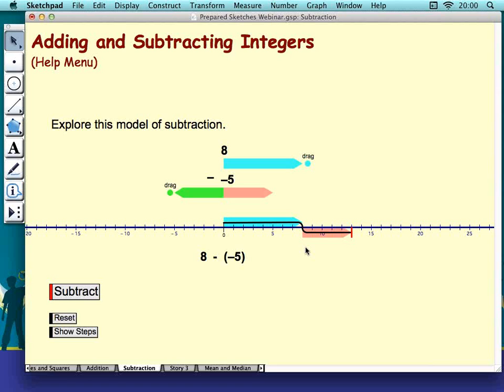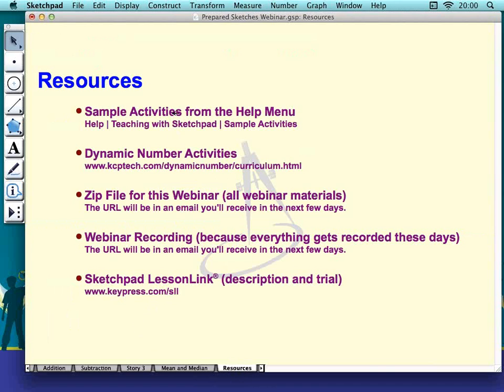So that brings us to the end of the hour. I want to leave one last screen up, which indicates where the activities from the help menu are. This is Sketchpad 5 only. Sketchpad 4, the activities from Sketchpad 4 have to be gotten from Sketchpad lesson link, which is listed down here. It is possible to get a trial subscription to Sketchpad lesson link, which will include most of the activities that come from the help menu for Sketchpad 4. Dynamic number activities are at this URL.